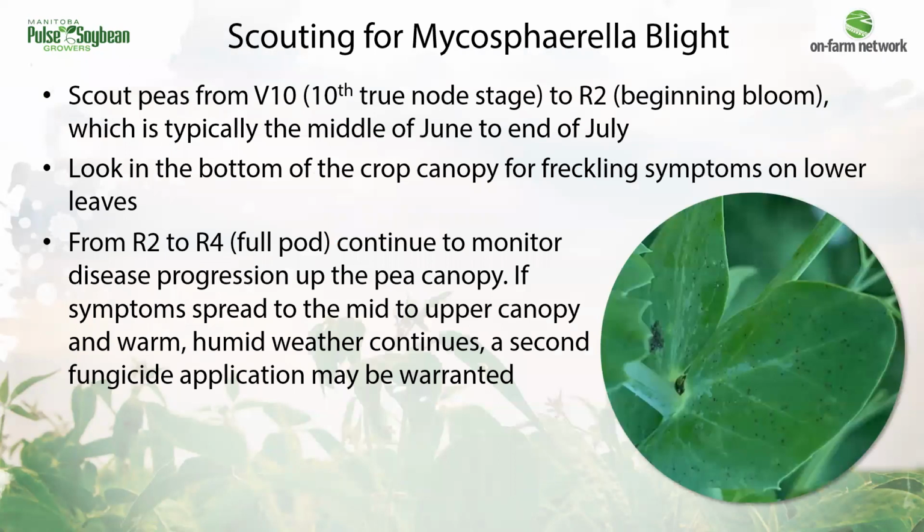So how can we determine when we're most likely to see a yield response to those fungicide applications in our pea fields? We start by scouting. We scout around early flower, typically from the middle of June to the end of July. And what we're looking for, at the bottom of that crop canopy, are these freckling symptoms of Mycosphaerella blight. For a second application, we're again scouting from bloom to full pod stages, assessing that disease progression. Is it moving up the plant canopy?